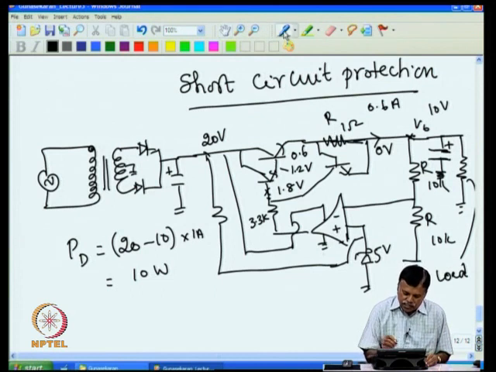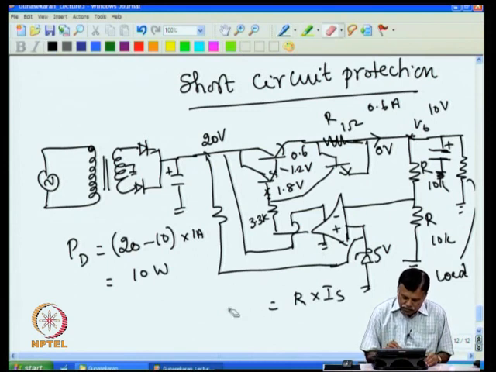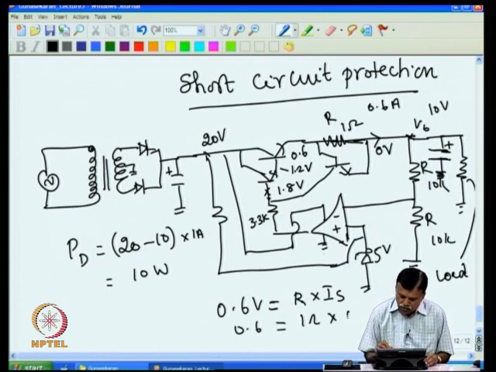So eventually what it really means is that the short circuit current I_S is given by R into I_S, which is equal to 0.6, because 0.6 is what can come, and that should be equal to R into I_S. So if I put R as 1 ohm, then with 0.6 volt to come, I_S has to be 0.6 amps.